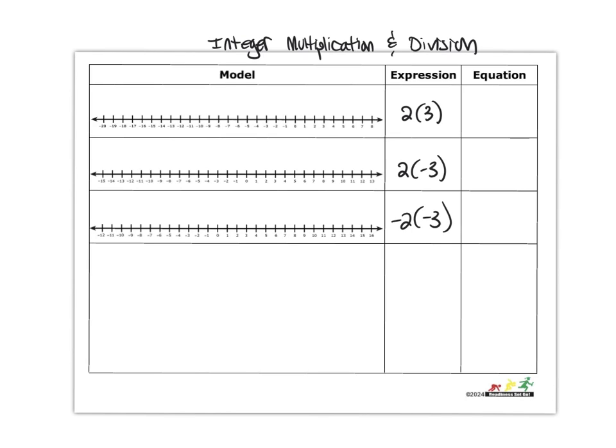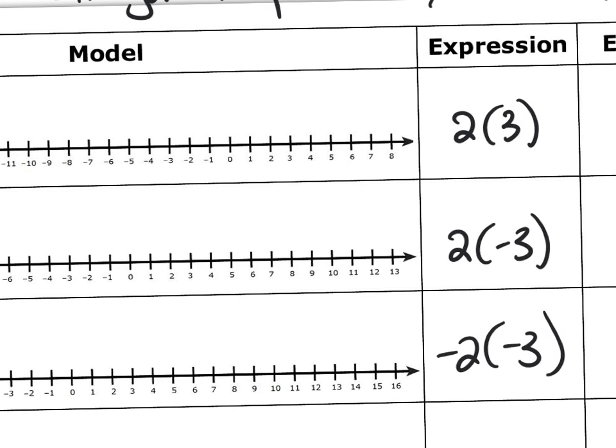All right, time to talk about integer multiplication and division. So let's start off by thinking about just what happens when we multiply two positive values. So here I have two groups of 3. So two groups of 3 on my number line. Let me zoom in a little bit.